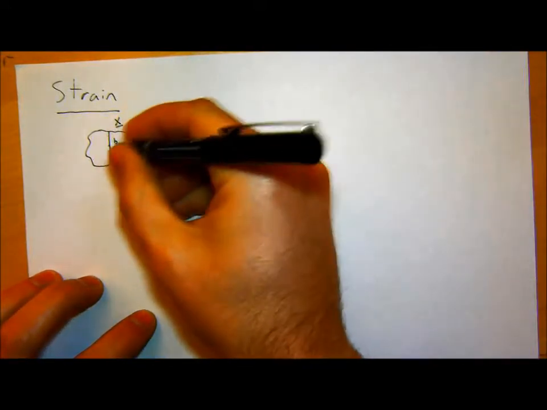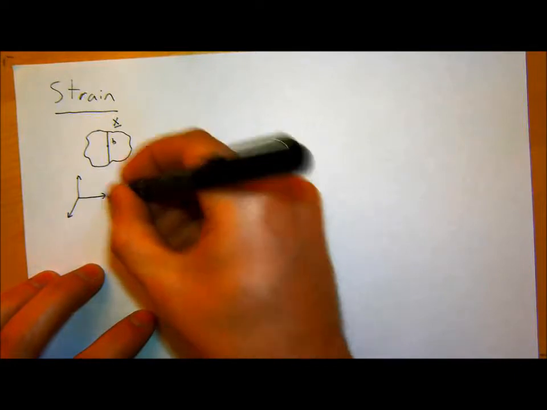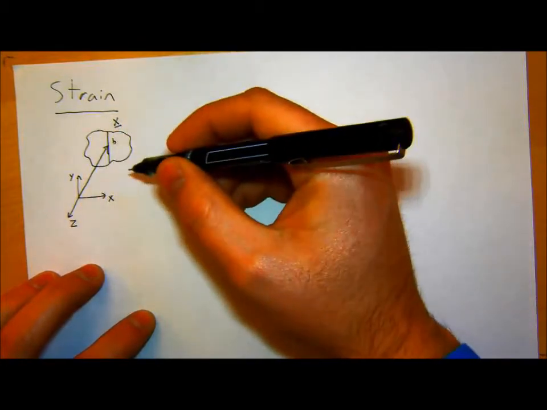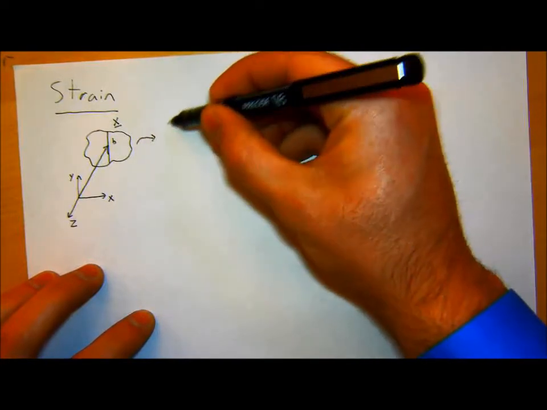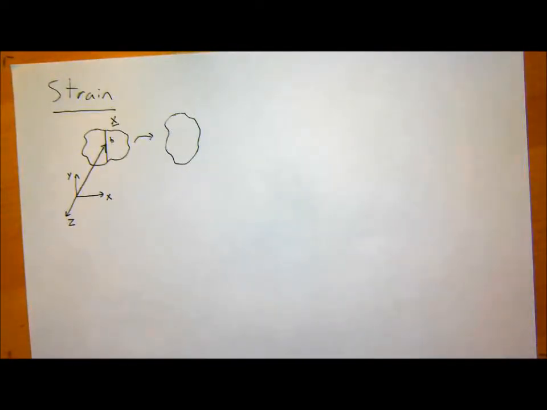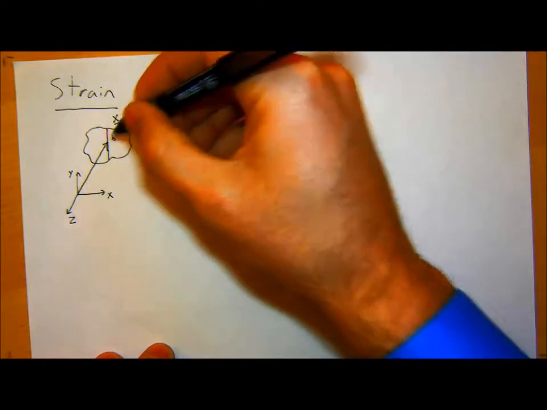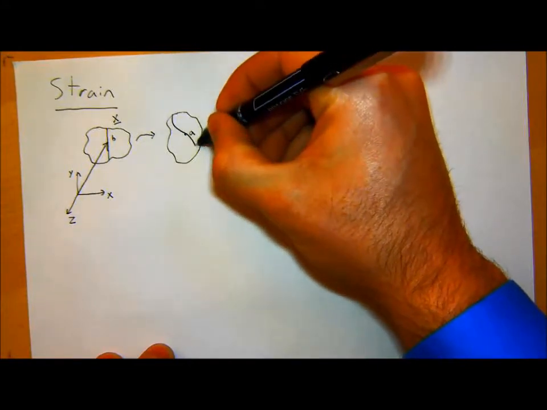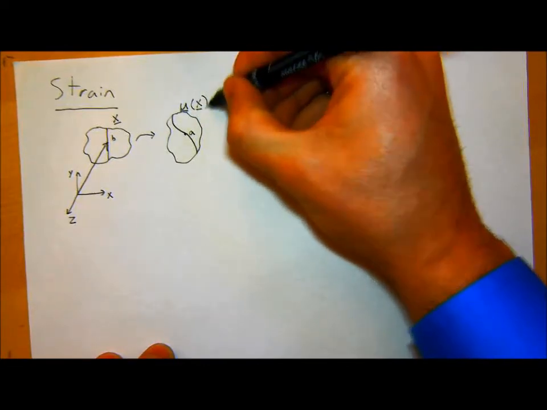Now we're going to define a coordinate system here, x, y, z, and I have some vector pointing to all these points. Now I'm going to take this body and deform it to some other shape. Maybe I'm stretching it, maybe I'm twisting it, maybe I'm shearing it. This deformation is highly non-local. The lines that were originally straight may have become curved, and the motion of these is defined by some u of x.